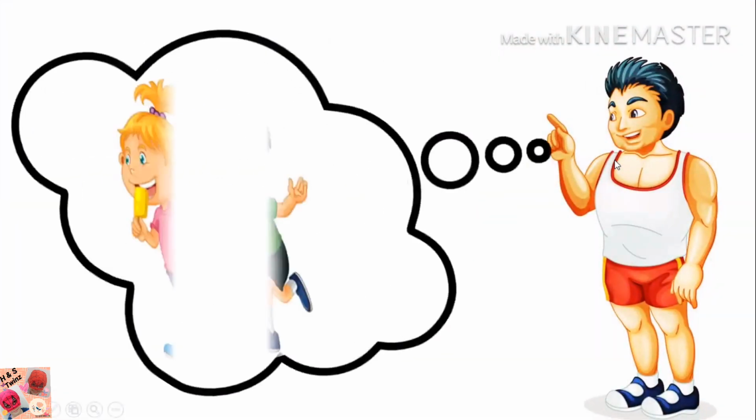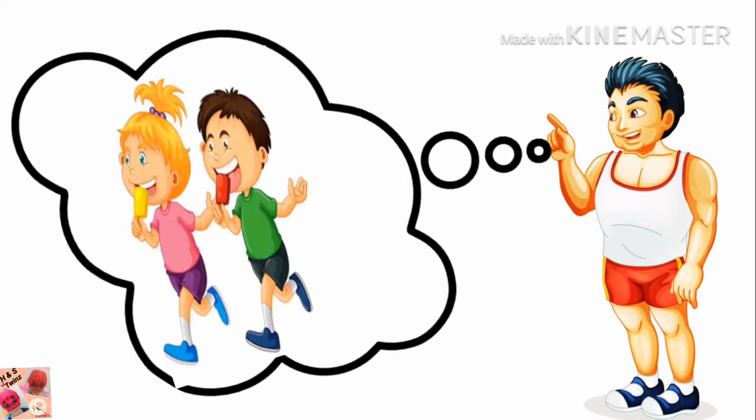Now, when I talk about more than one person, I use they. Here, can I use for the girl she? No. Can I use for the boy he? No. Because they are two. How many are they? Two. Very good.